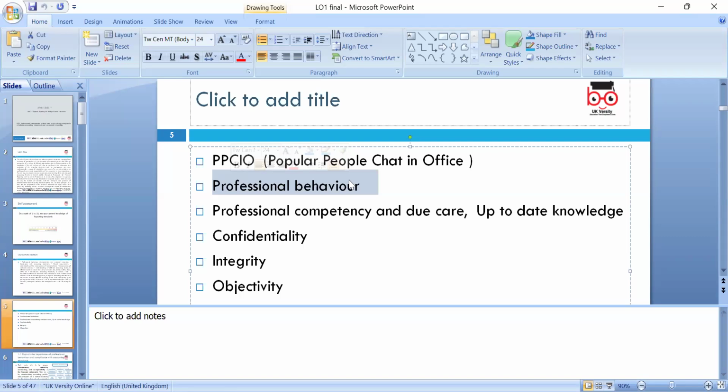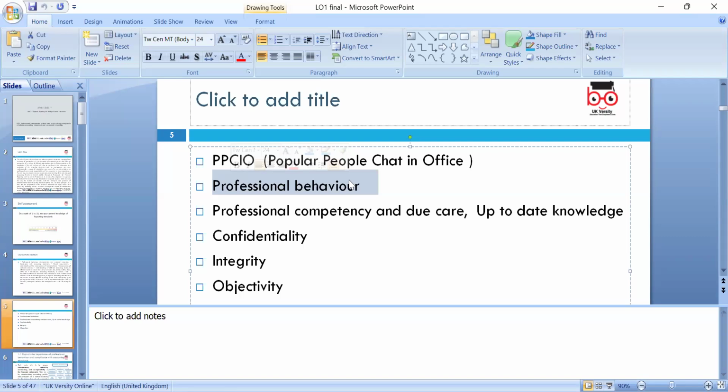Professional competence means up-to-date knowledge, which is why CPD is very important. Confidentiality means keeping the client's information confidential. You don't declare it to a third party unless a court gives an order, or it is in the best interest of the client, or the client says to declare it.